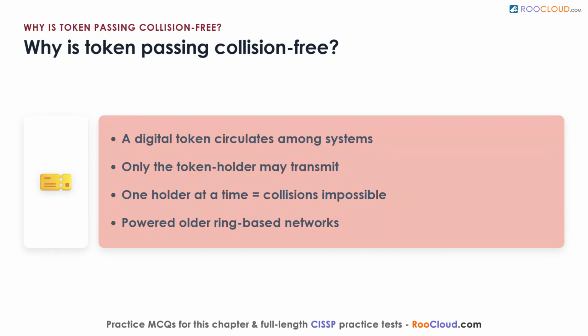A single pass permission. In this orderly method, a digital token circulates among the systems, and only the host holding the token may transmit. When it finishes, it releases the token to the next system in line. Because exactly one device ever holds the token, two systems can never talk at once, so collisions simply cannot occur. This approach powered older, ring-based network technologies. Think of a meeting where only the person holding a single talking stick may speak, and they must hand it on before anyone else gets a turn.